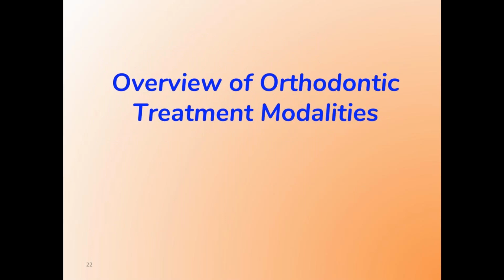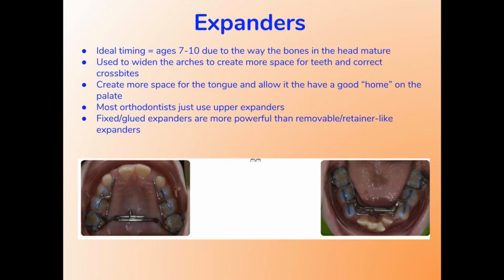So now we're going to talk a little bit about how we fix these malocclusions. And the first thing we're going to talk about is expanders. So an expander is used when the upper jaw is not wide enough. And so before, when we were talking about cross bites, when the upper teeth were sitting inside the lower teeth, that's an indication to use an expander.